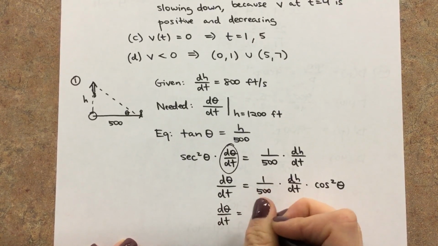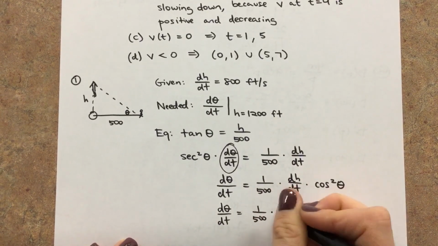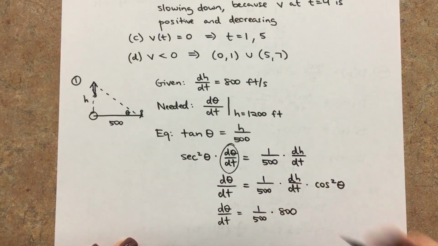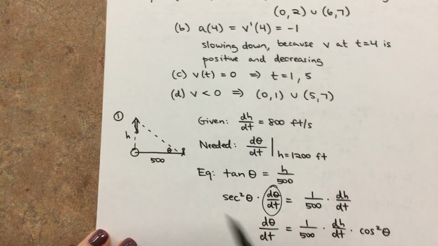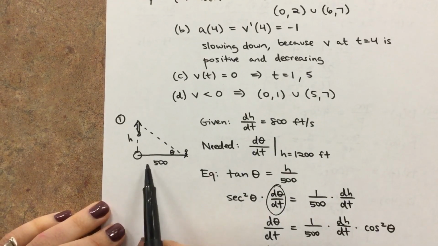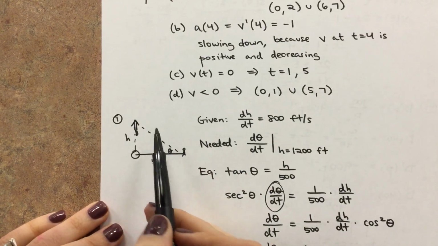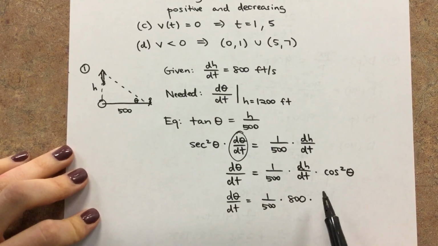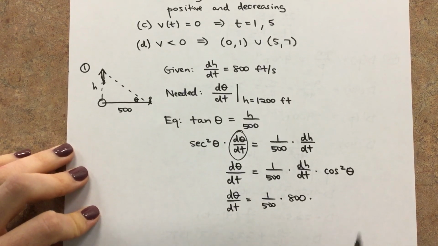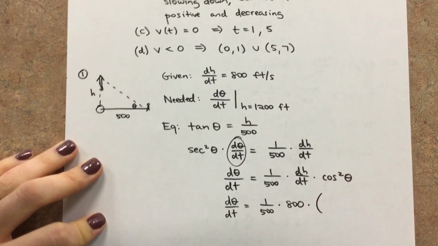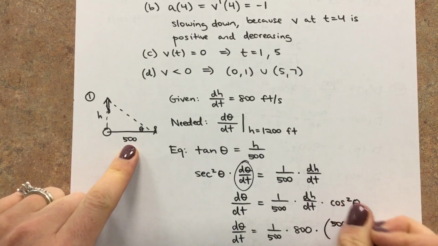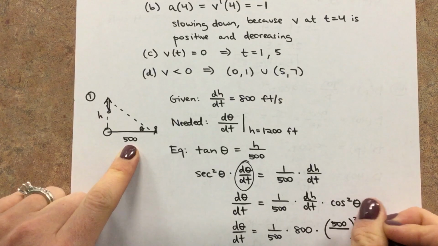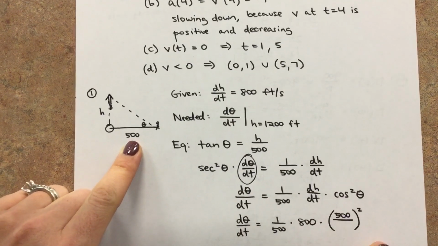So I have 1 over 500, dh by dt is 800 feet per second. And then the cosine squared, here's what I need to figure out. Cosine is adjacent over hypotenuse, right? So I don't need to actually find the angle, I just need the cosine of that angle. So cosine is adjacent over hypotenuse. The adjacent is 500 over the hypotenuse.